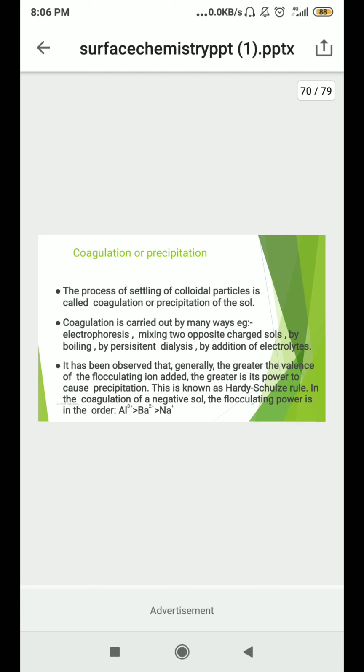Okay, so what is the Hardy-Schulze rule? As I have written over here, the greater the valence of the flocculating ion added, the greater is its power of precipitation. So the greater the charge, the greater the precipitation. In the coagulation of a negative sol, the flocculating power is in the order of aluminum cation, then barium, and then sodium.